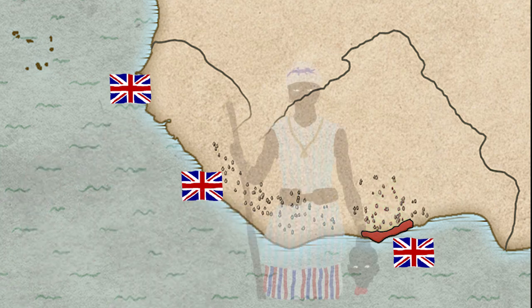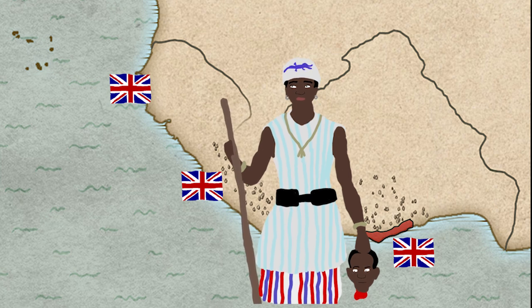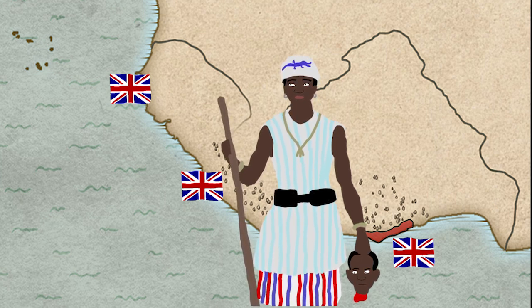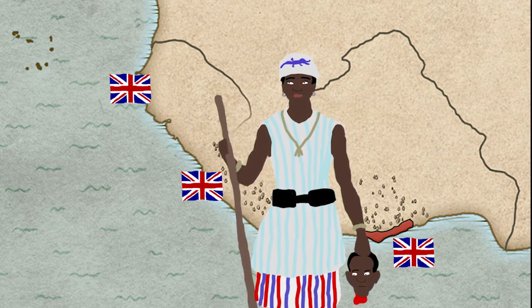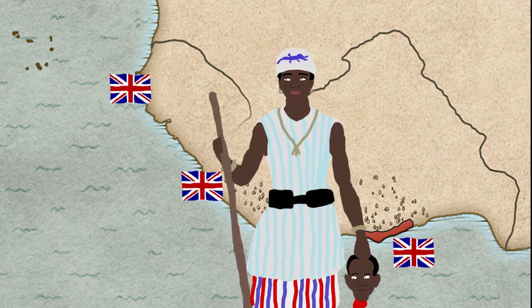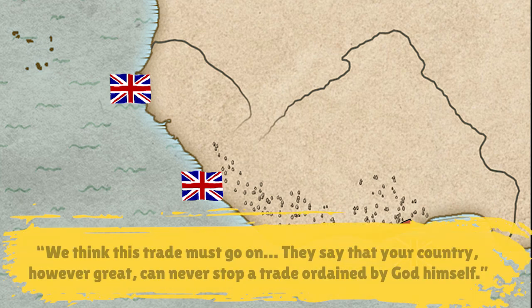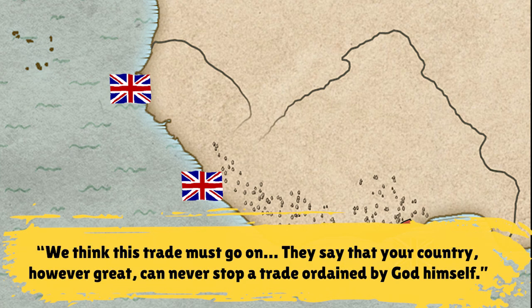The powers that had emerged over the last couple hundred years had based their economies on the export of slaves, along with other items like palm oil and the likes. So the ban weakened their states, and it was met with outrage by many African leaders, like the King of Bonny in Nigeria, who wrote to the British saying, "We think this trade must go on. They say that your country, however great, can never stop a trade ordained by God himself."